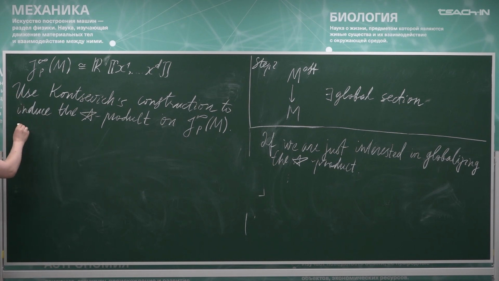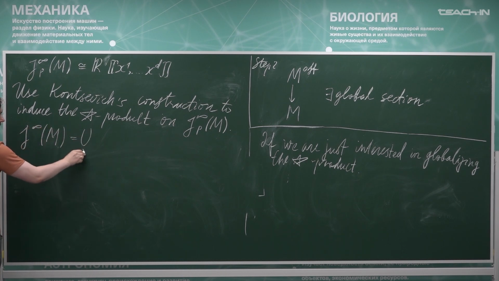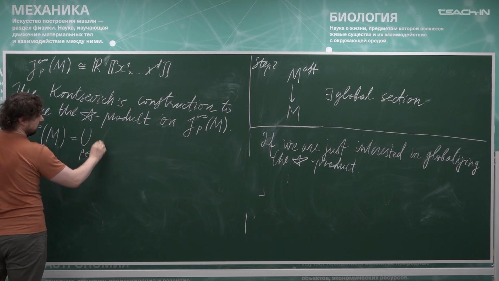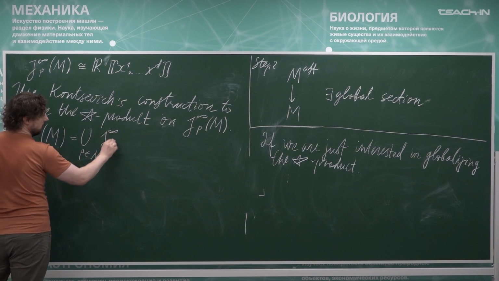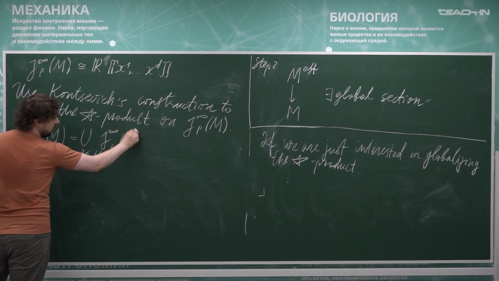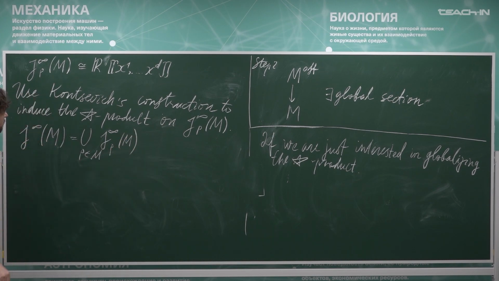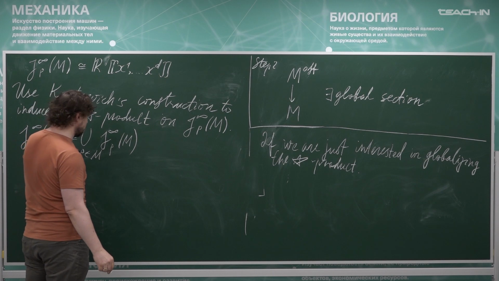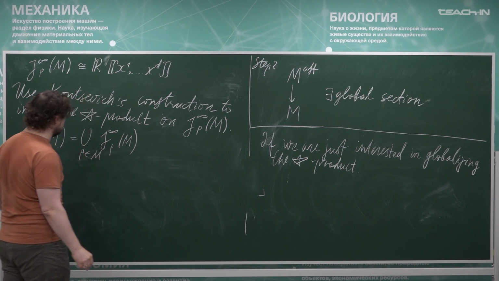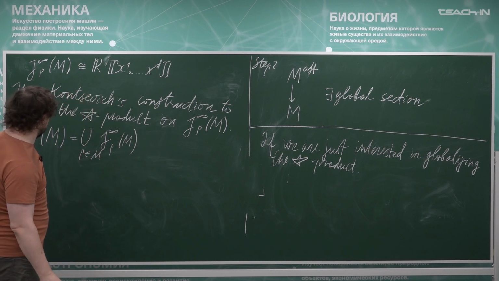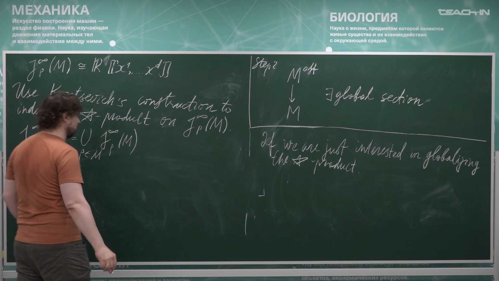This gives us the algebraic structure on the jet bundle. So the jet bundle, the infinite jet bundle of M, is just the union over all P in M of the infinite jets at the points of M. It gives us the structure of a fiber-wise algebra bundle on the infinite jet bundle.